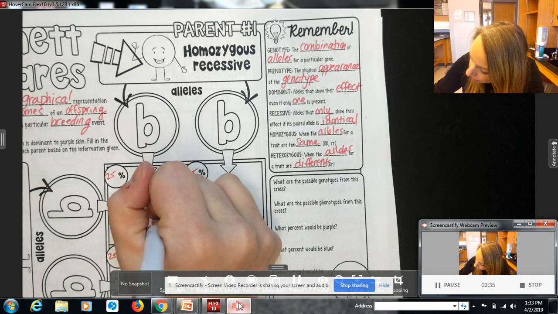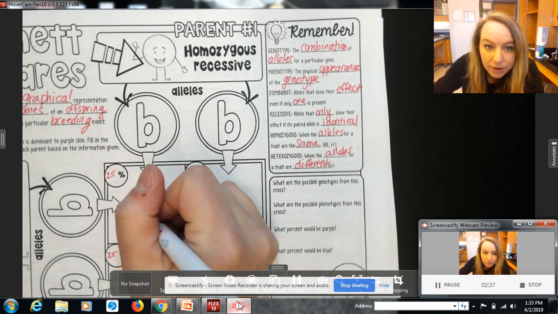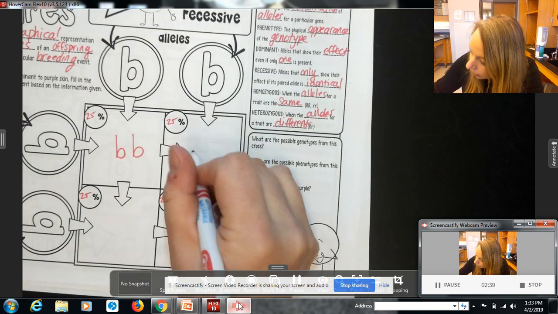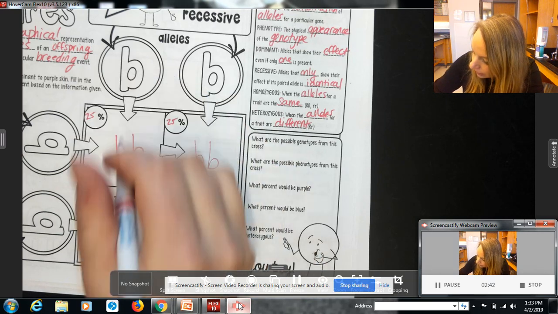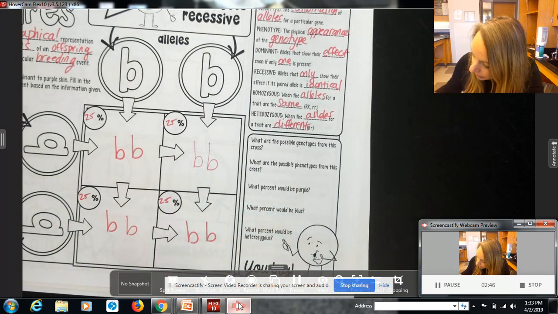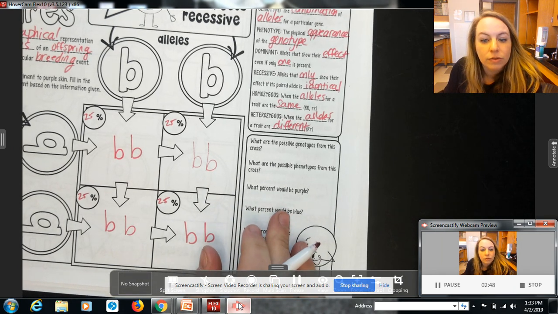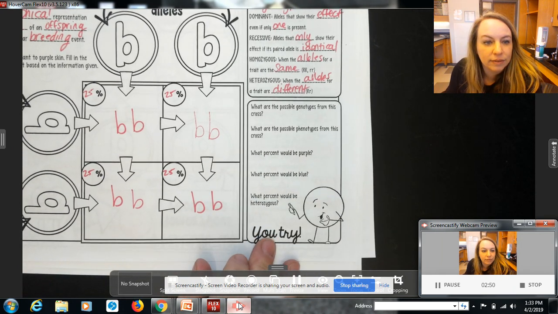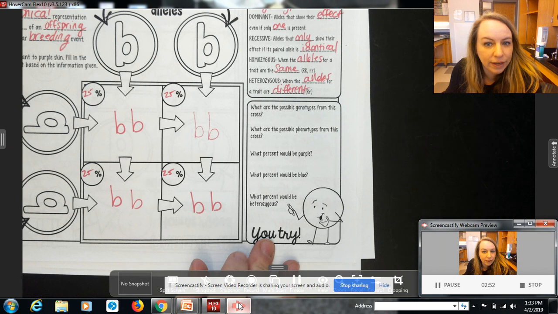So I'm just going to bring my little b over, little b down, and fill in every box with little b, little b. Here you can see all of my offspring are little b, little b.